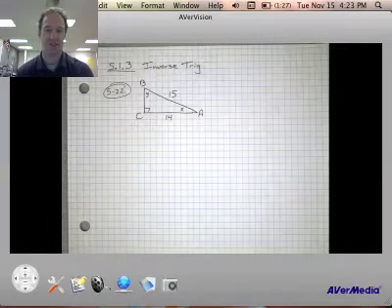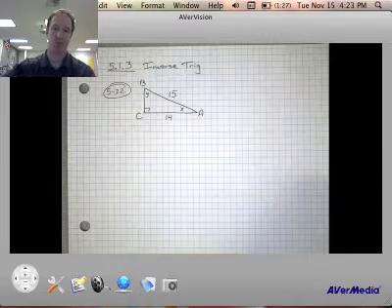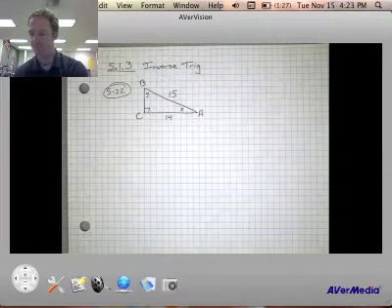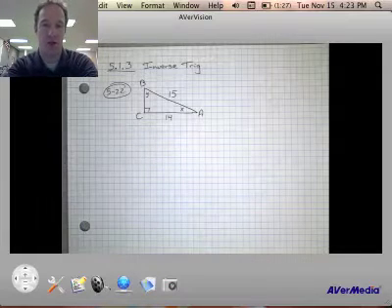Hi there, everybody. This is lesson 513. It's about a concept called inverse trigonometry. It's problem 22 in your book if you're following along there.